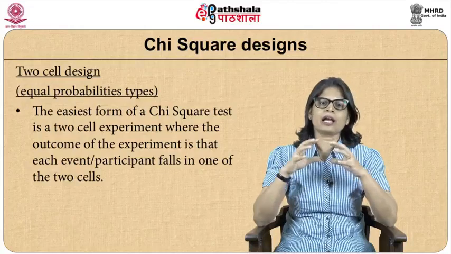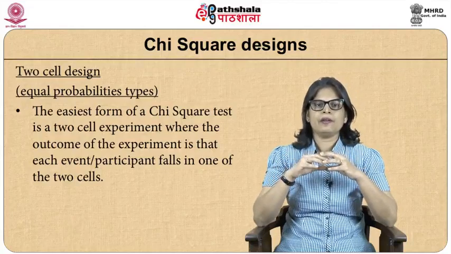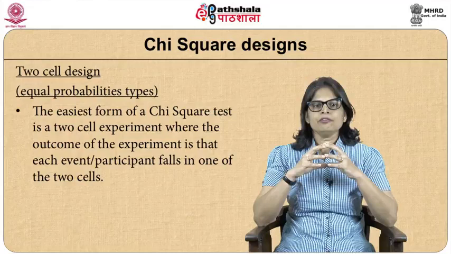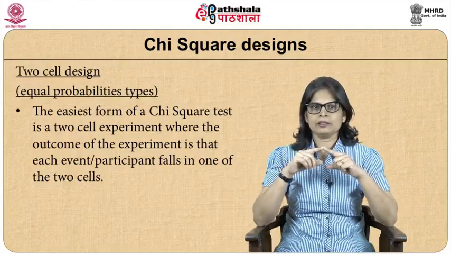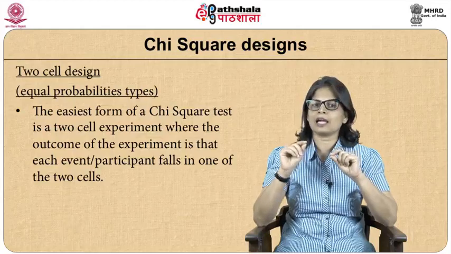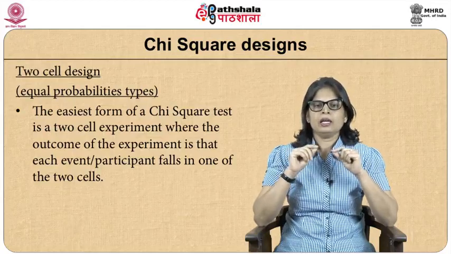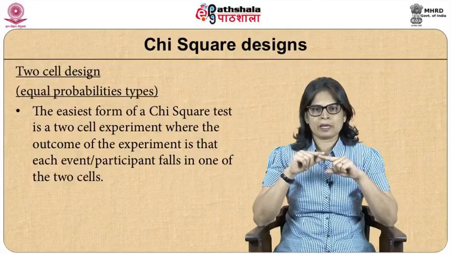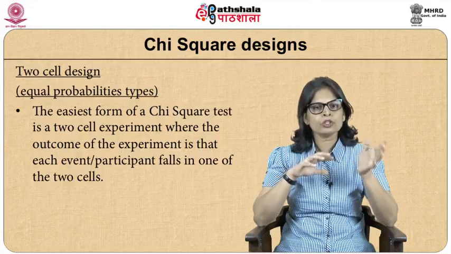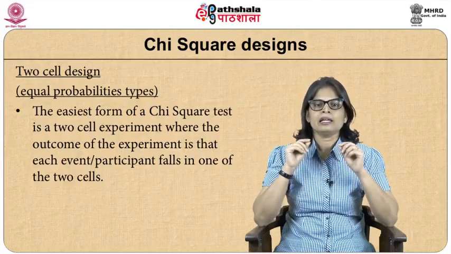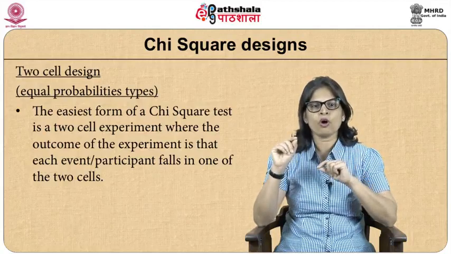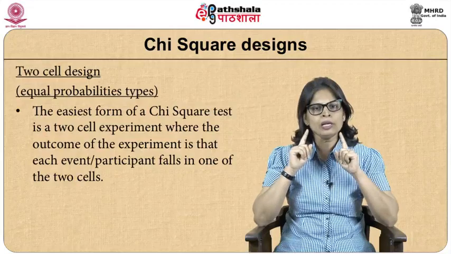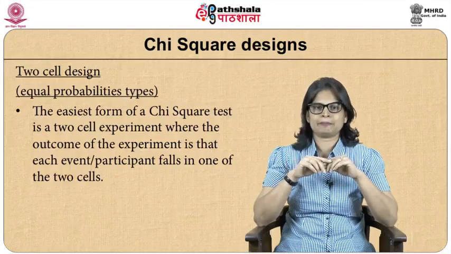Let us now see what the chi-square designs are. The two-cell design, which is also sometimes known as the equal probability type design, is the easiest form of the chi-square test. It is known as a two-cell experiment, where the outcome of the experiment is such that each event or participant falls in one and only one of the two cells.